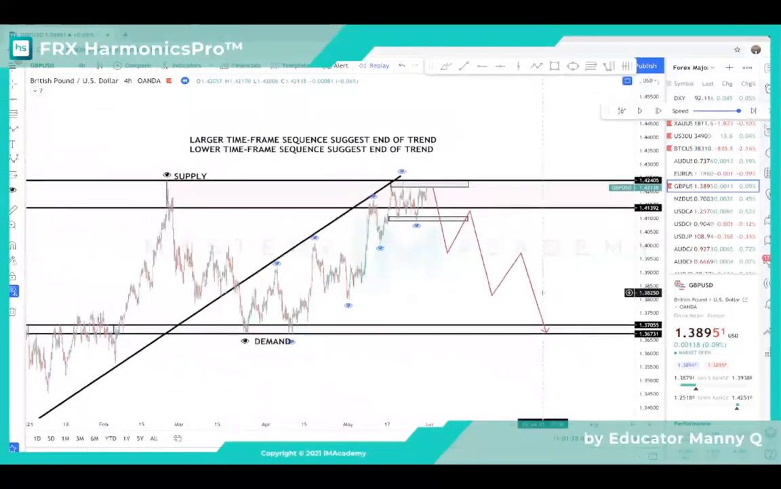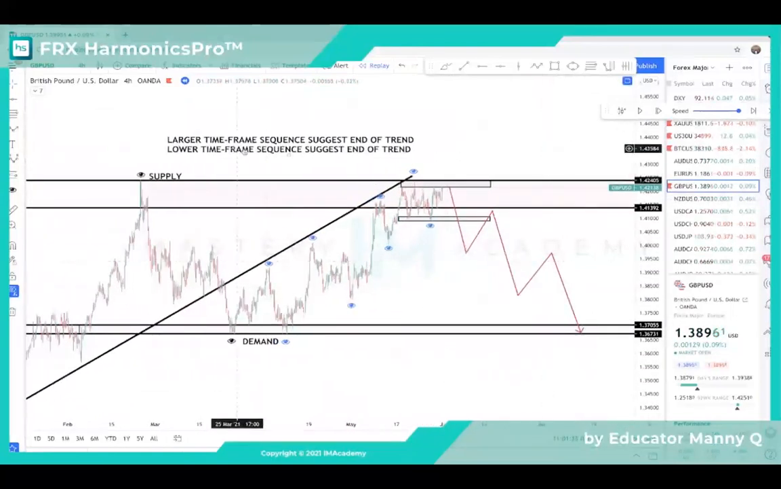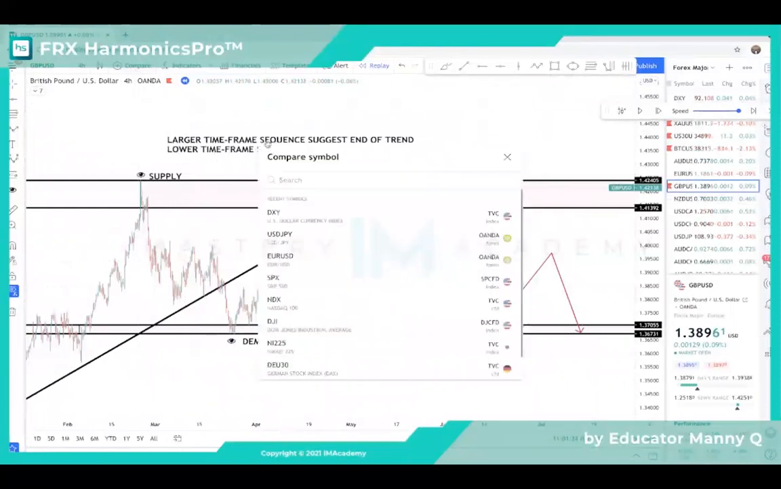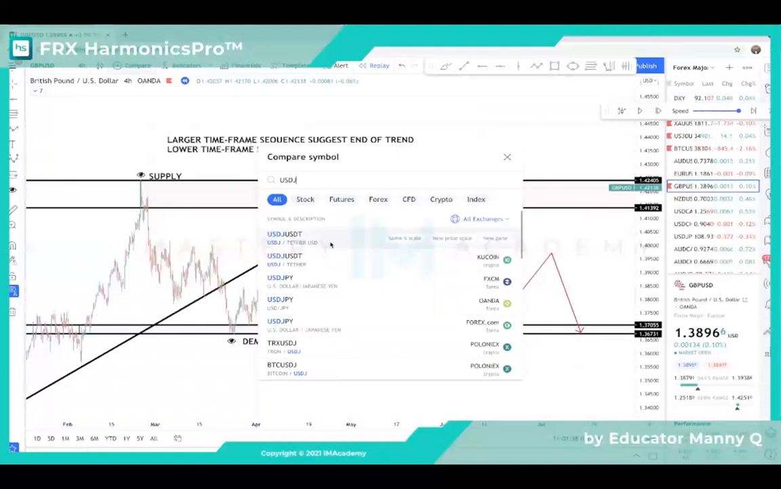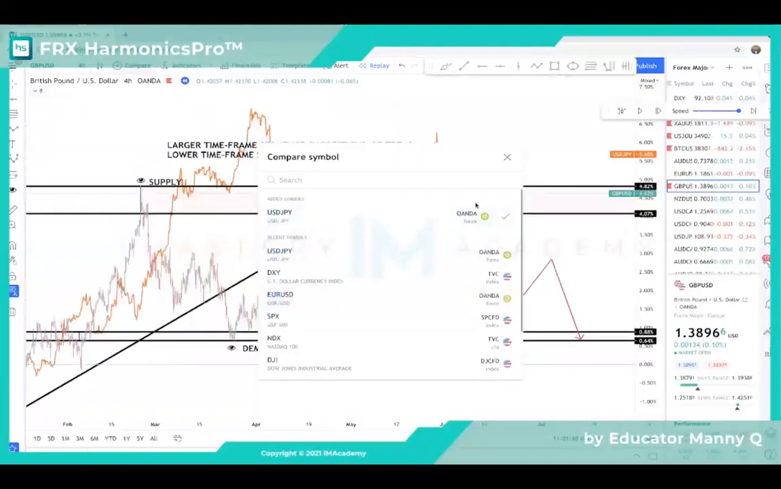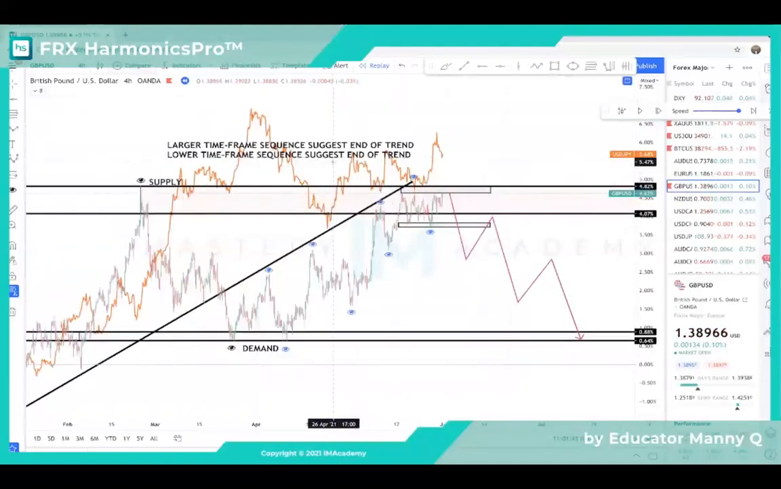Now, there's two ways to do this. We could just come right over to the chart, or you could also do something known as compare, right? And compare is not something that I went over with you guys, but it's something that you guys can do. You can compare the currencies.